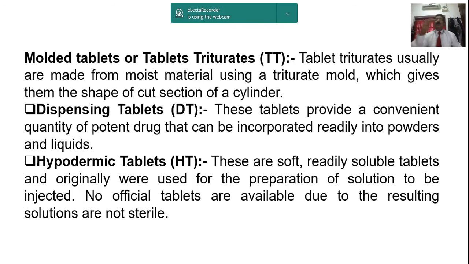What is a dispersible tablet? What is a dispensing tablet? Dispersible: take the tablet and make it into a solution in a liquid, and then you can use it for the dosage form. It will be easily made into a solution. That is why it is called a dispersible tablet, and it is easily absorbed. Its disintegration time will be reduced, so it is easily dispersible, and it is also called a dispensing tablet. These tablets provide a convenient quantity of potent drug that can be incorporated readily into powder and liquid.